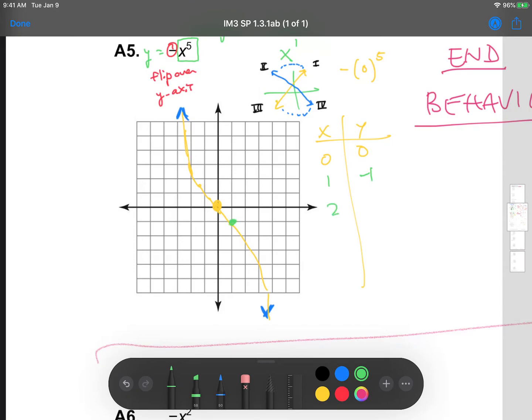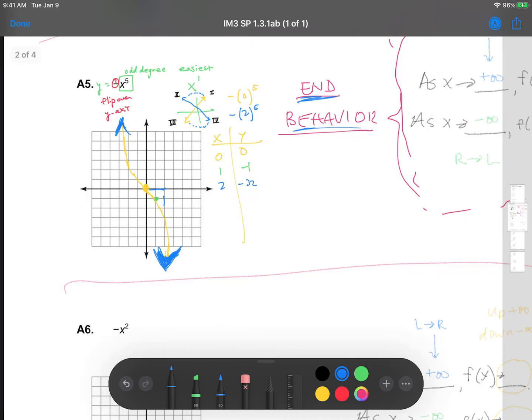If you went, let's do a different color. If you do 2, remember it's not negative 2, it's 2 to the 5th power, which gives you 4, 8, 16, 32, and the opposite of 32 is negative 32. So you'll have 2 and some really big number way down here. So the big idea is that it's going these blue arrows. The arrows are what helps us understand the end behavior. Okay, so now we have a visual.